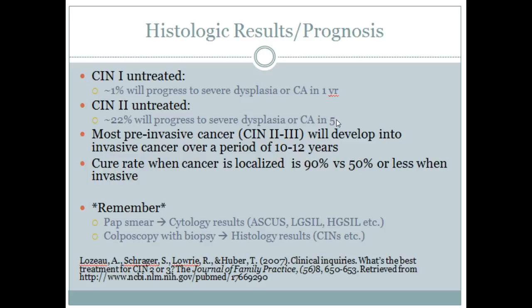Most pre-invasive cancer, so CIN2 or 3, will develop into invasive cancer over a period of 10 to 12 years. So you can see this is really slow growing. We're able to catch it here, and we can stop it here. The cure rate, when the cancer is localized, is about 90% versus 50% if it's invasive. So if we find it and it's already cancer, the cure rate is pretty good, assuming that it's still in situ, or in place, and hasn't become invasive.